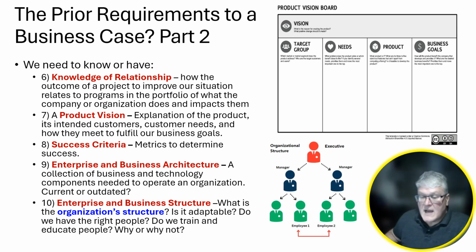Then we need to identify what criteria can be measured to say we have been successful in what we started out with this project. We need to have an understanding of our enterprise and our business architecture. I talked about that earlier with the EEFs and the OPAs. And then we need to identify our enterprise and business structure.